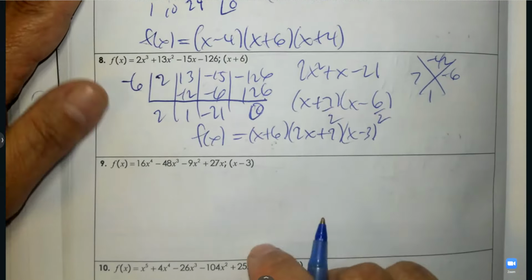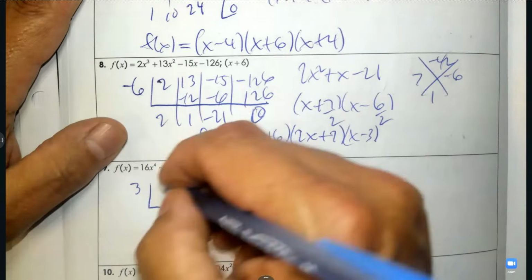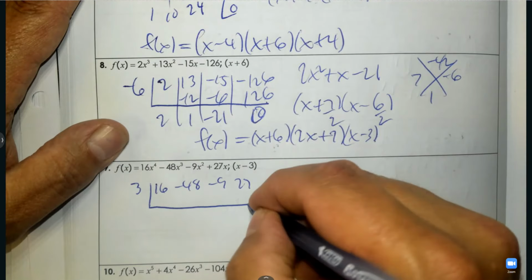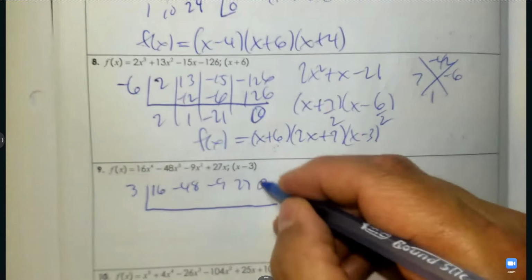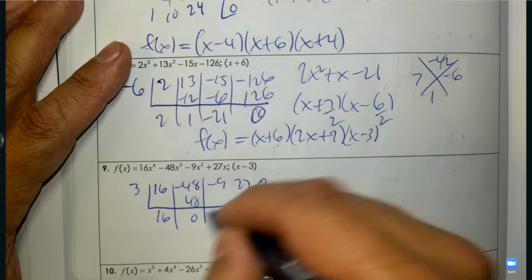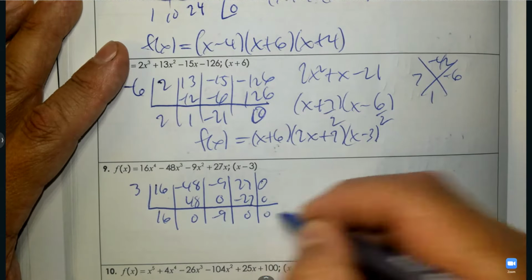Number 9. Here we go. We need the 0. So that's 16, that's 48. That's negative 9, negative 27. That all gives me 0 at the end.